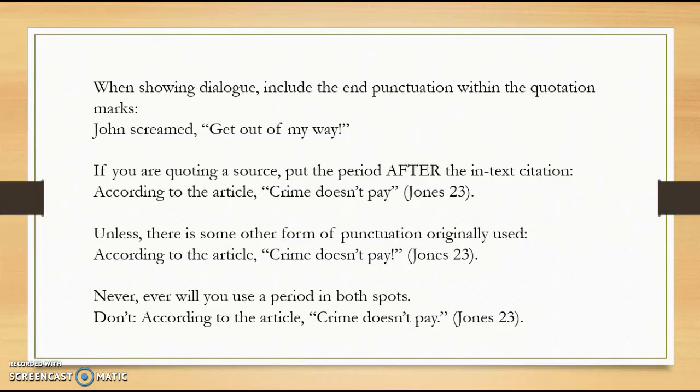The only exception to this is when you are quoting a source and this sentence has a period at the end. If you're quoting a source, put the period after the in-text citation. According to the article, crime doesn't pay (Jones 23). This is according to Jones on page 23. However, if there is some other punctuation that is included in the article, you will go ahead and use that punctuation and still put a period after the in-text citation. Never, ever, ever will you use a period in both spots.